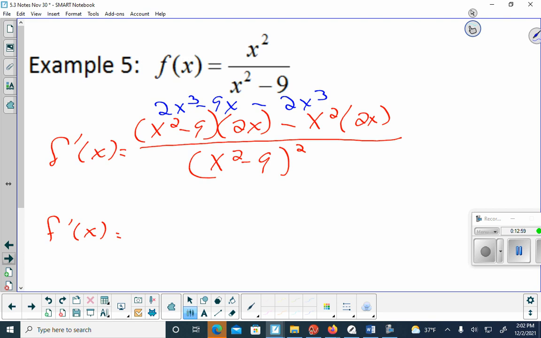Do we agree that's what I get when I multiply everything out? Yep. So then we agree that this is negative 18x over x squared minus 9 squared.